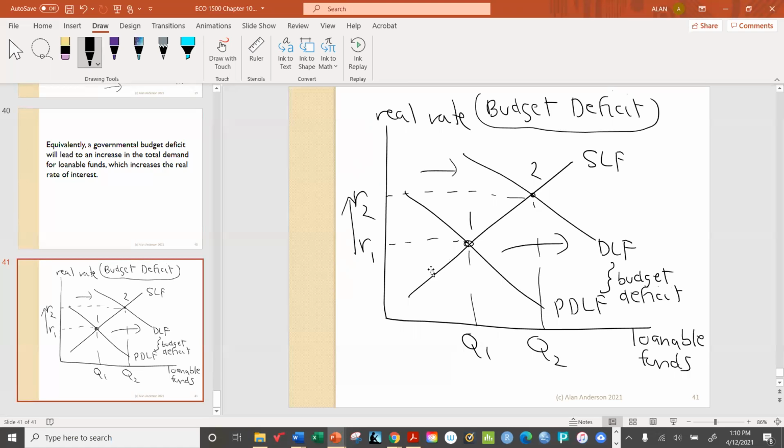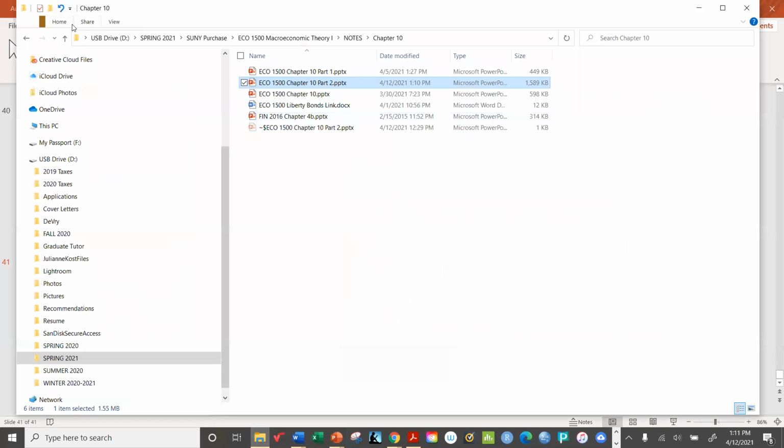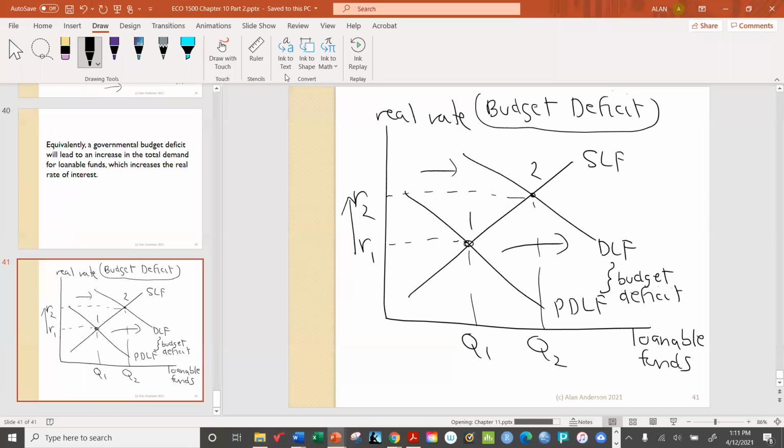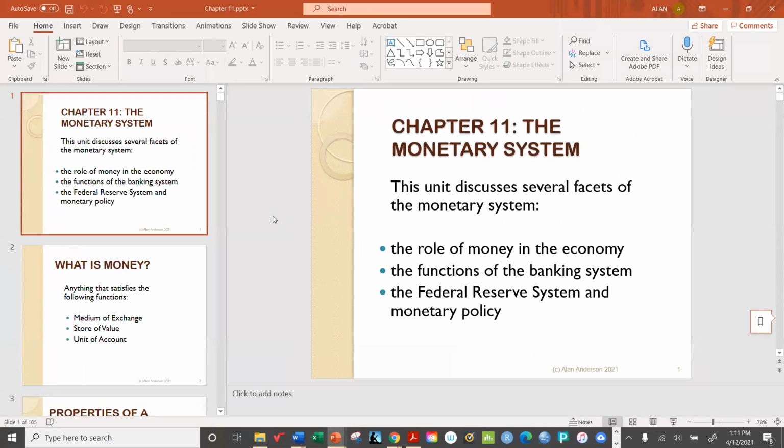All right. Anyway, so that's it for our discussion about loanable funds. Now, at long last, we're going to introduce Chapter 11, which is our discussion about money. All right, money. It's hard to imagine a more exciting topic. And so in this section, we're going to discuss several facets of the monetary system: the role of money in the economy, the functions of the banking system, and we're finally going to introduce the Federal Reserve System and monetary policy.